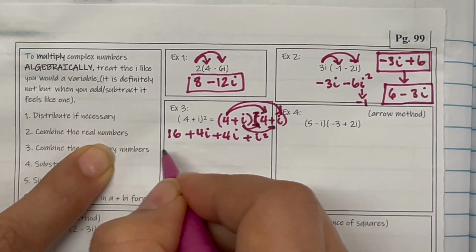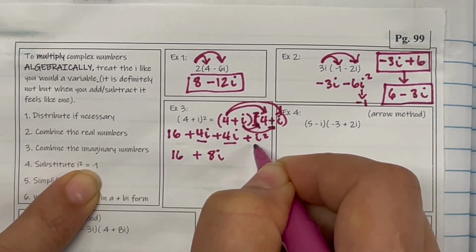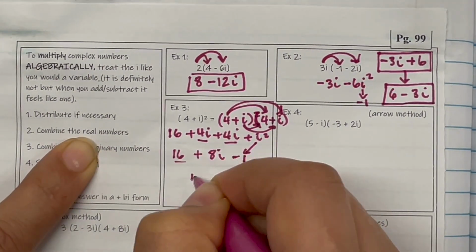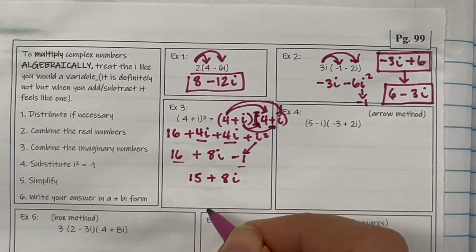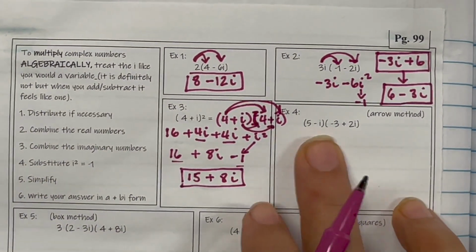Okay, and then again, remember, you do need to combine the imaginary numbers, so that's going to be 8i. And then you have i squared, and what do we know about i squared? You can substitute it with negative 1. Now combine your real parts, so 16 minus 1 is 15, plus 8i. And then just make sure you write it as real and then imaginary.